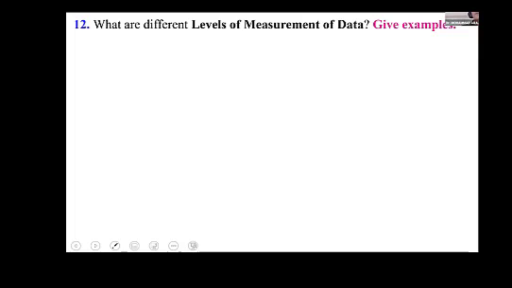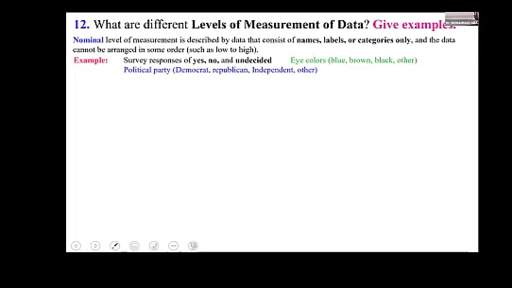What are the different levels of measurement of data? Give examples. Nominal. The nominal level of measurement is described by data that consists of names, labels, or categories only, and the data cannot be arranged in some order, such as low to high. Examples: survey responses of yes, no, and undecided; eye colors, blue, brown, black, other; political party, Democrat, Republican, Independent, and other.